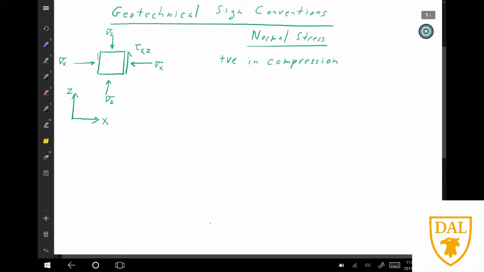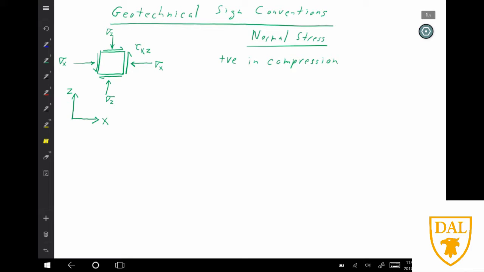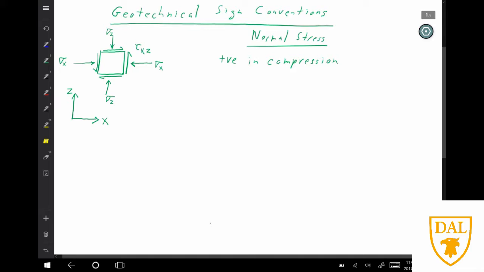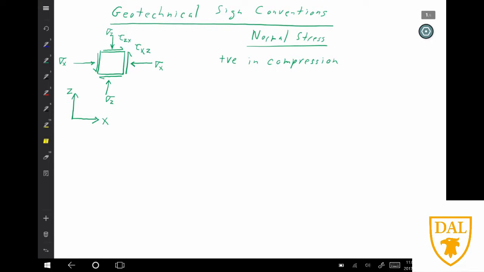And on the opposite face, it's going in the same sense of direction. And on the orthogonal faces, they're going in the opposite direction because, you know, the element is in equilibrium. It's not going to spin freely, so they have to have opposing shear stresses. And the one on the top face is tau zx, acting on the z face, acting in the x direction.